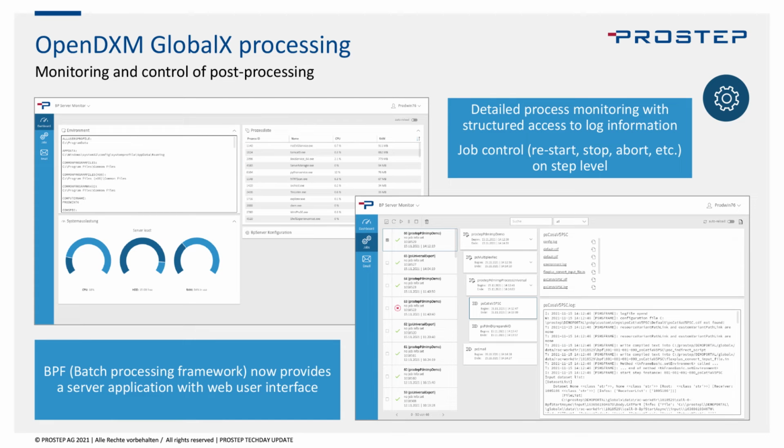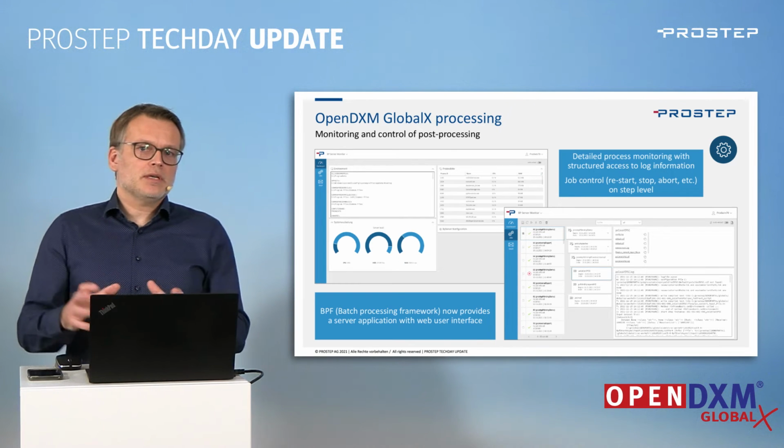Then I talked about processing. GlobalX has many strengths in CAD processing, CAD converting, check runs, quality controls, also in the context of PDM integration, renaming, for instance, CAD units. These are things which we can do in OpenDXM GlobalX in post-processing. We have so-called batch processing frameworks, BPF, with which you can carry out such processes.